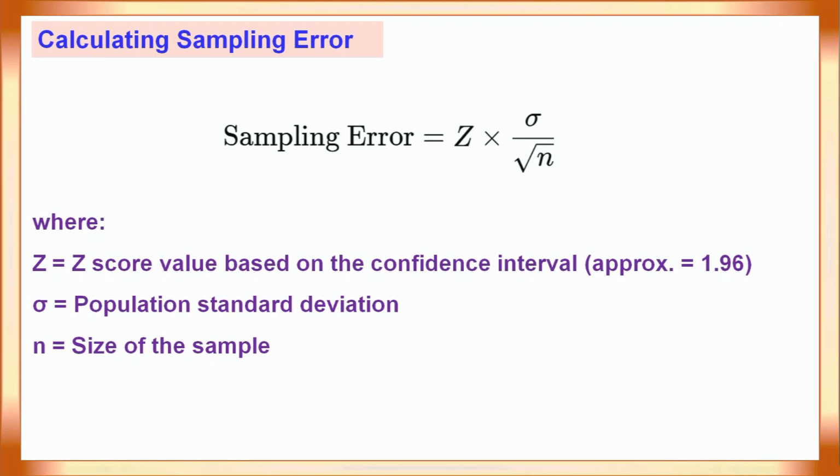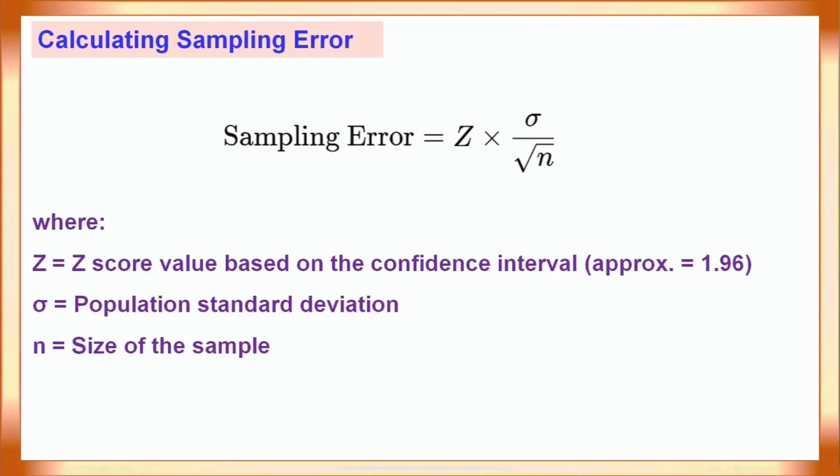In the beginning, I told you that one positive part of sampling error is that you can actually determine the extent of sampling error present in your sample. Sampling error is generally calculated using the formula of standard error. I think many of you already know this formula. Sampling error is equal to z score into sigma by root n.